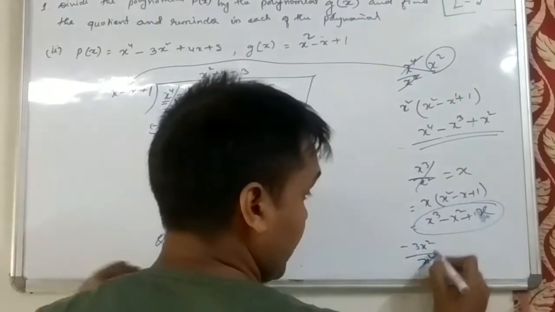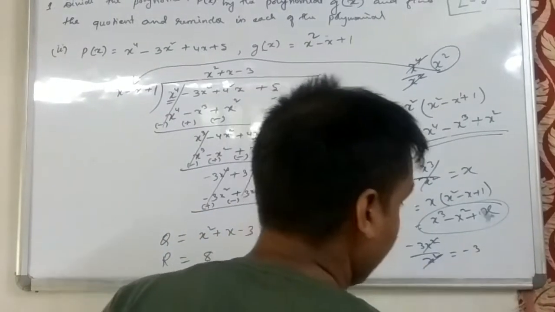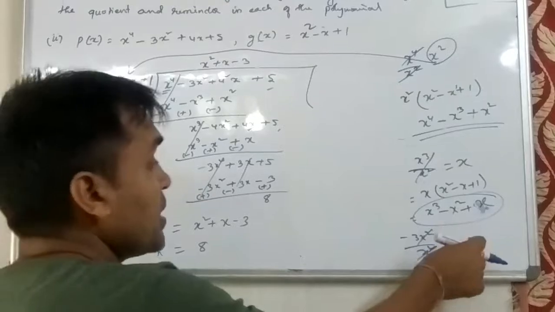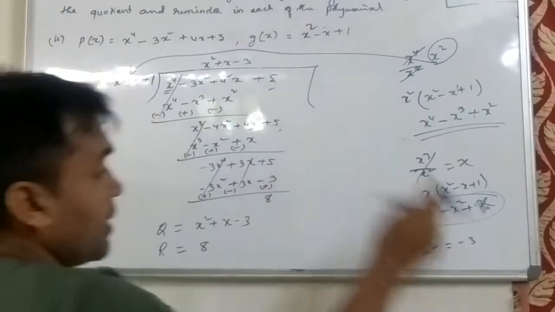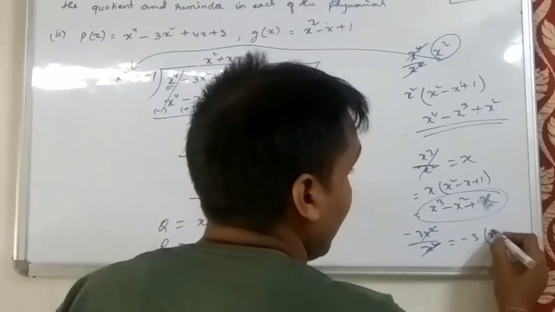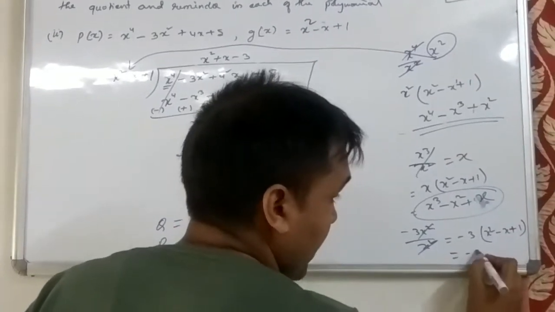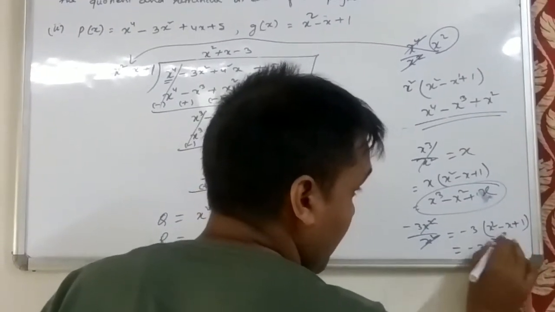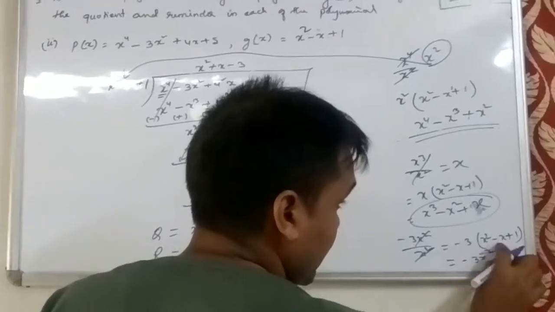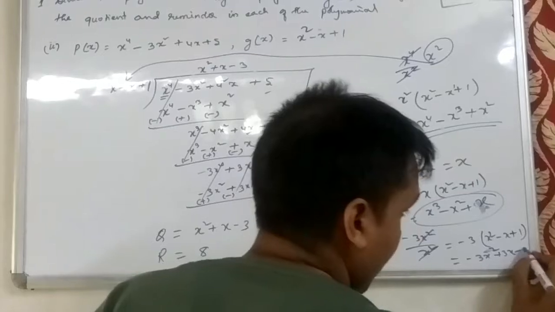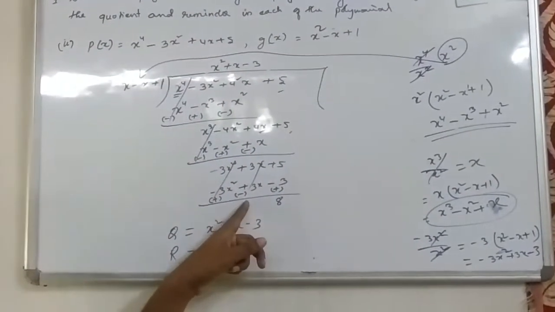Square. So x square cancels. What is left? Minus 3. So this minus 3, we have written it here. And with this minus 3, again you will multiply the entire thing. So when you multiply x square minus x plus 1, you will be getting minus 3x square, minus into minus it will be plus 3x, minus into plus minus 3. So we have written this term here.